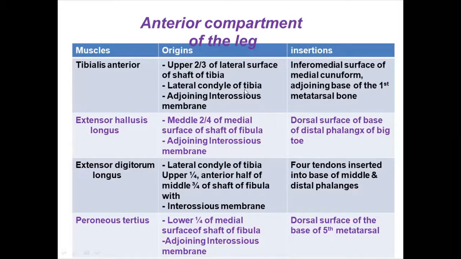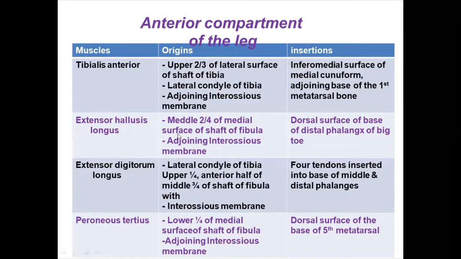The origin of these muscles: in case of tibialis anterior, it arises from the upper two-thirds of the lateral surface of the shaft of the tibia, lateral condyle of tibia, and adjoining interosseous membrane. Tibialis anterior is inserted into the inferomedial surface of the medial cuneiform adjoining the base of the first metatarsal bone, along with peroneus longus muscle.